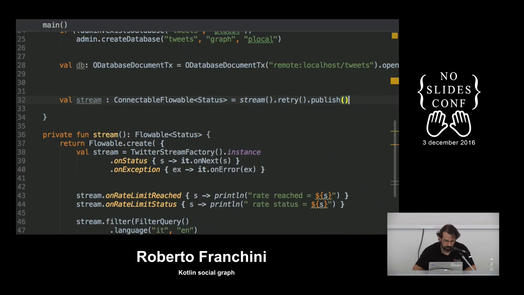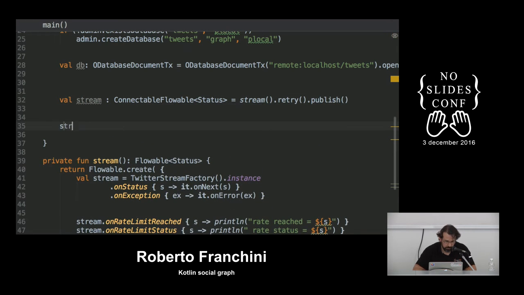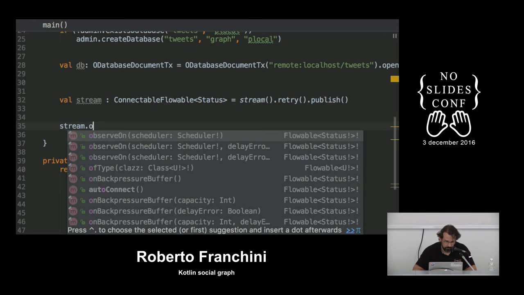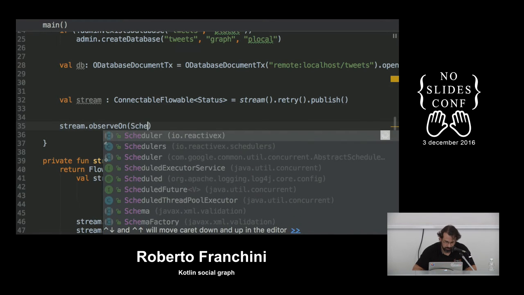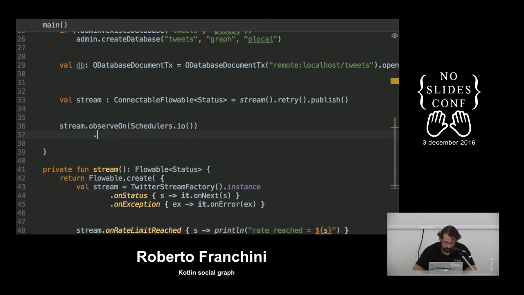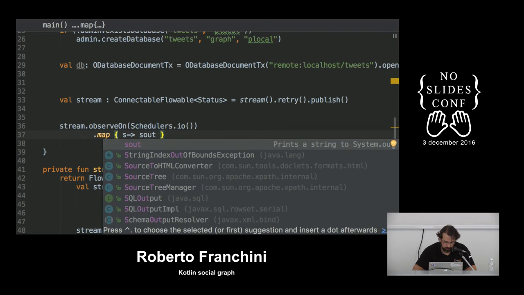Publish, okay. So stream dot observeOn Schedulers.io and map s, so v.